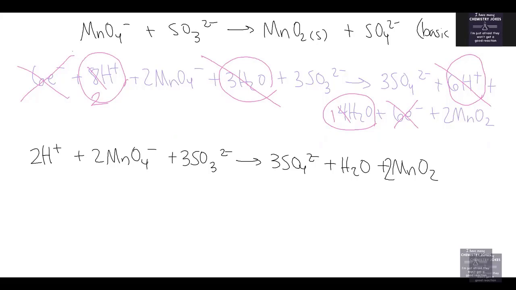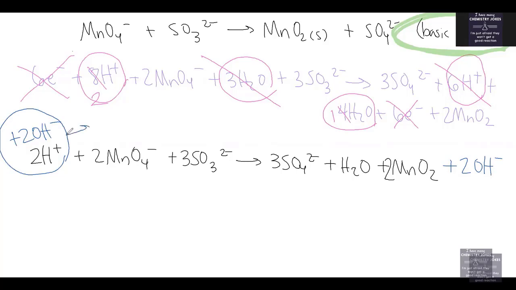We would be totally finished if this said balance in acidic solution, but it doesn't. It says balance in basic solution. So we have another step. For reactions in basic solution, add hydroxide to both sides for every H+ that appears in the final equation. So over here I've got 2H+, so I add 2 hydroxide. The reason for this is this hydroxide and H+ combine together to make water. So this simplifies to 2 waters.